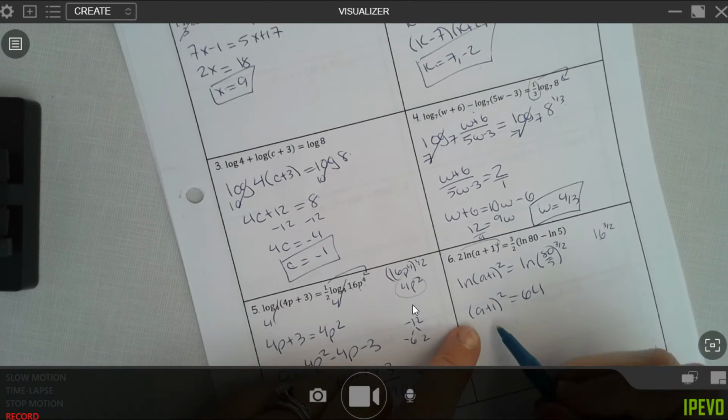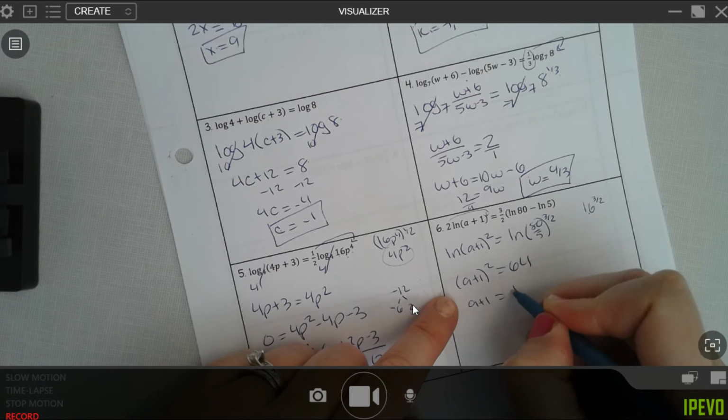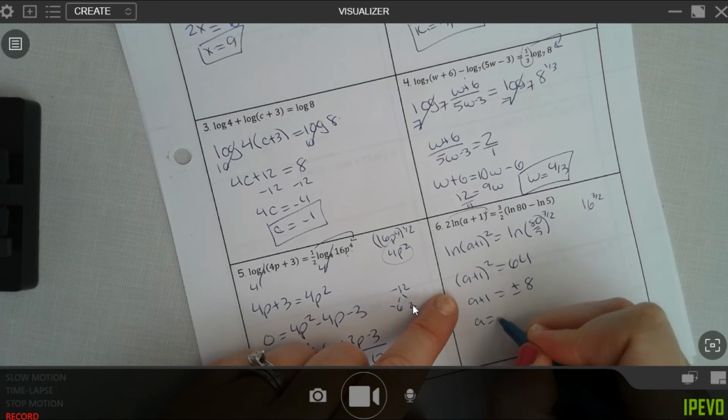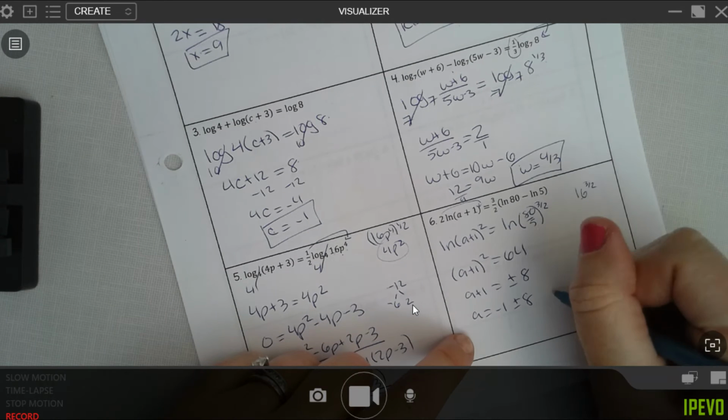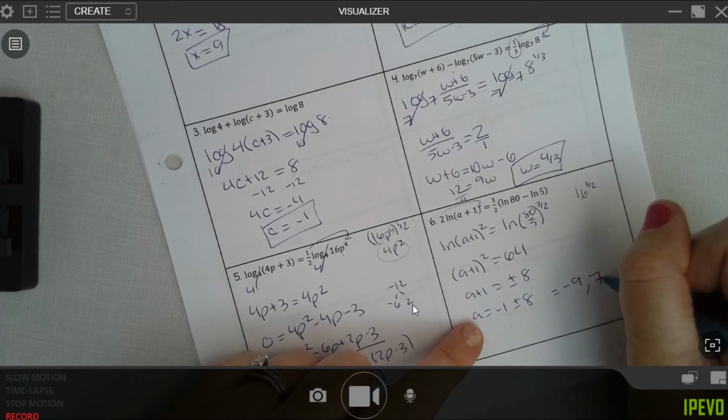Instead of squaring that out, I'm going to go ahead and do the square root property. So square root both sides. I get plus or minus 8, and then subtract over my 1. So I get -9, and then a +7.